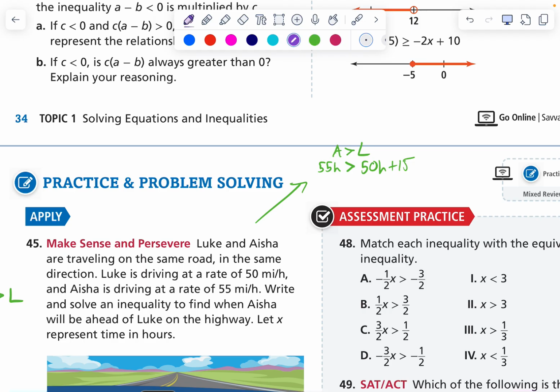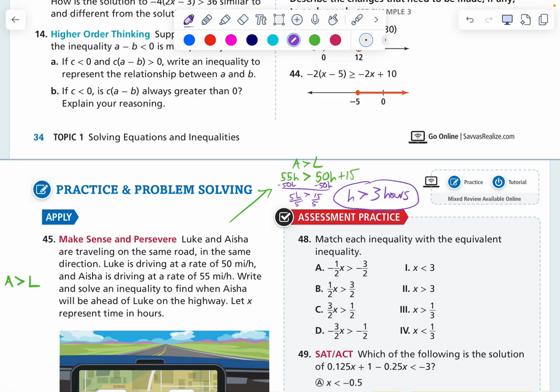It's really 2 steps. So subtract 50h, and we'll get 5h. And then divide by your 5, and you get 3. Did we need to flip that around at all? Okay, and this is hours. So after 3 hours, Aisha will be ahead. What happens at 3 hours? They meet, or they're like neck and neck, right? They're next to each other. Did that help, Maria? Oh, yeah. Okay. Yeah, absolutely. All right, cool.